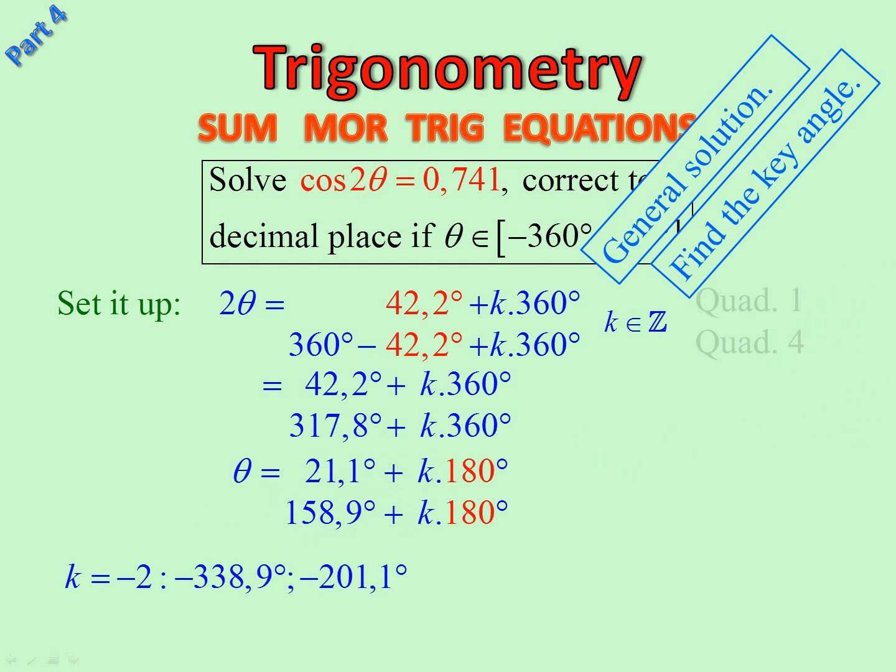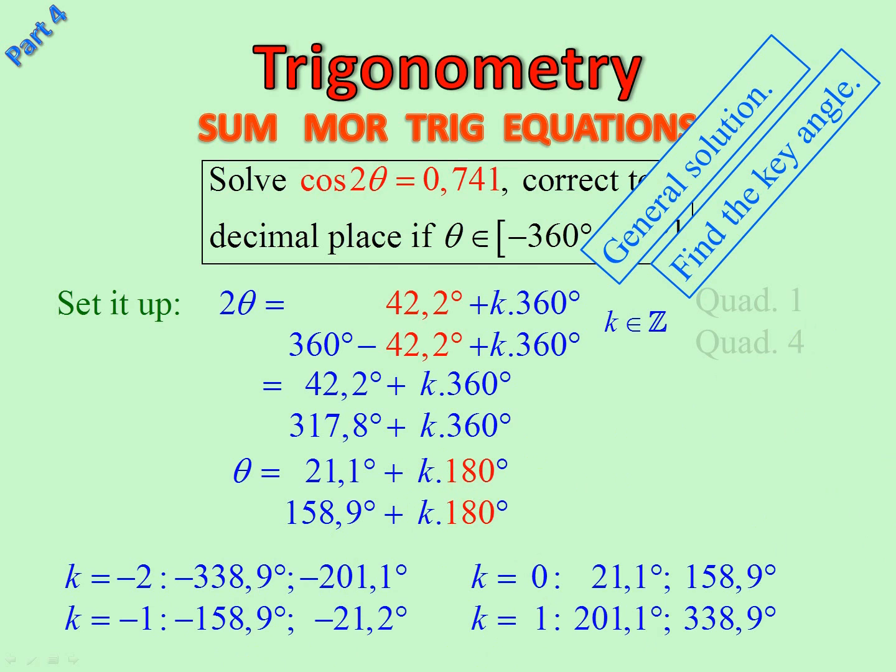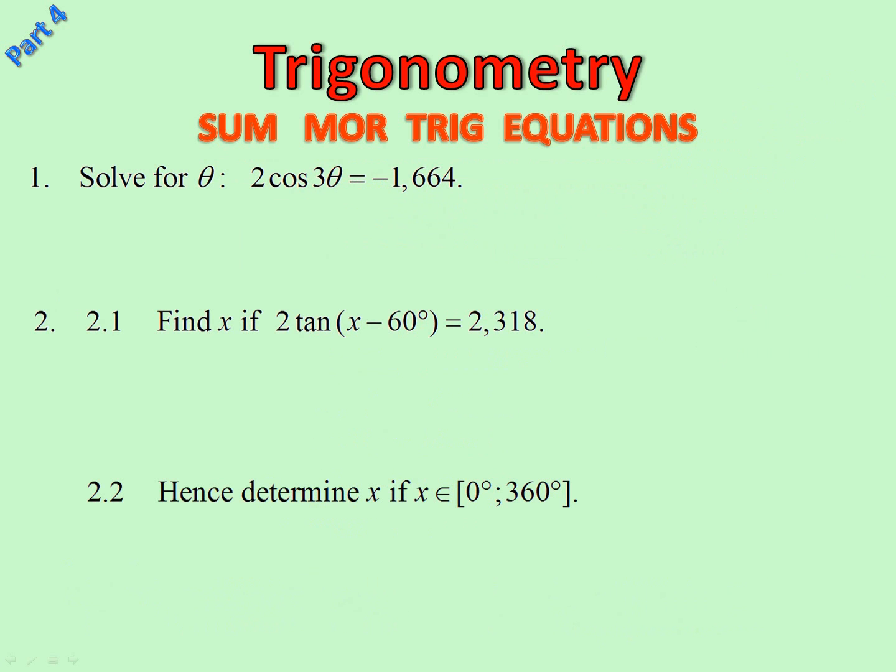There we are. Now the useful thing about knowing that there are 8 answers is I know I can go k is negative 1, k is 0, k is 1, without having to do much thought otherwise. That's putting a negative 1 there. That's putting a 0 there. And that's putting a 1 there. So they're my full answers. Each one of those, if substituted in there, will give you 0,741. Let's do a few more.